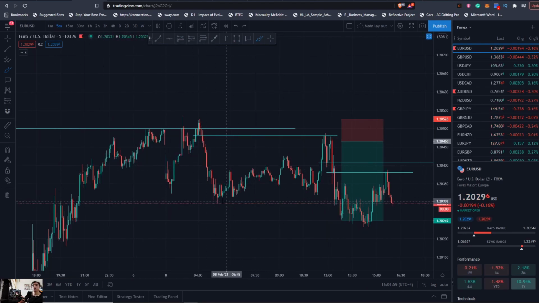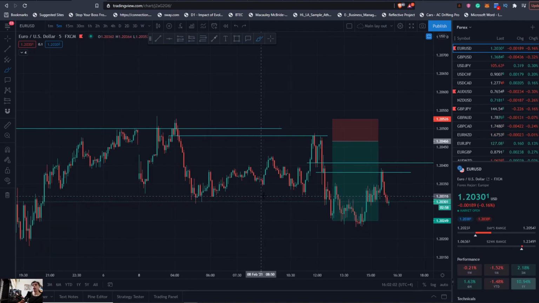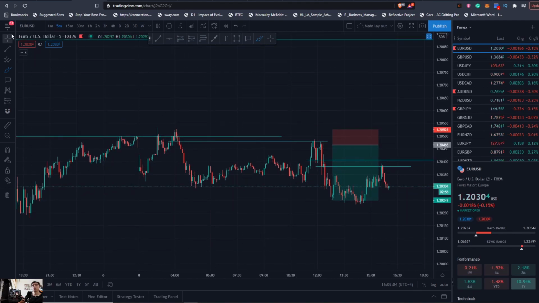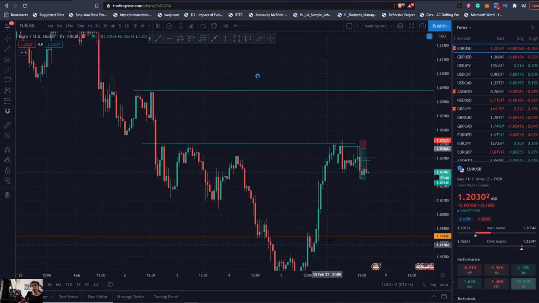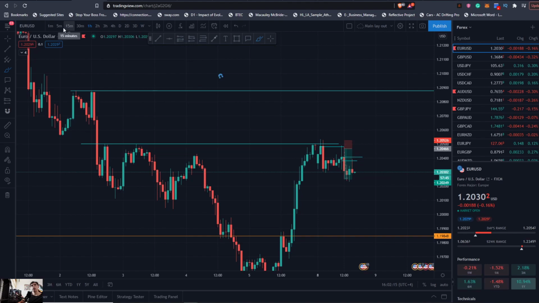My first target is the downside liquidity here, and obviously my end target will be all the way back down at the untested order block on the 1 hour, but that might not happen. That's my overall target, but we'll see how this plays out.